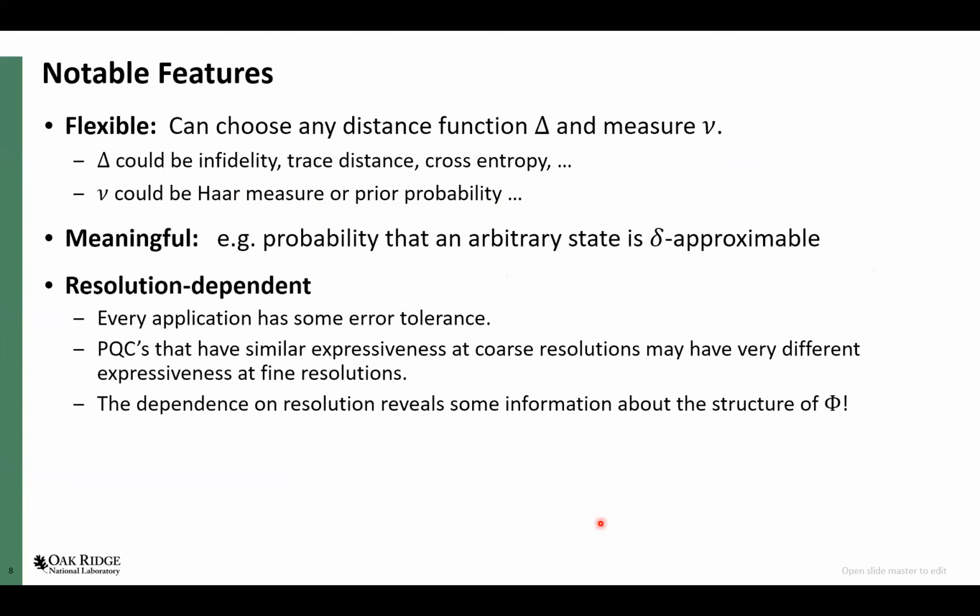Okay, that was kind of mathy. As I said, this is very flexible. We can have our distance function be lots of things. It could be infidelity, it could be trace distance, it could be cross entropy, kind of whatever we want in our application. Our state space measure could be a geometric measure, or it could be some sort of prior probability.